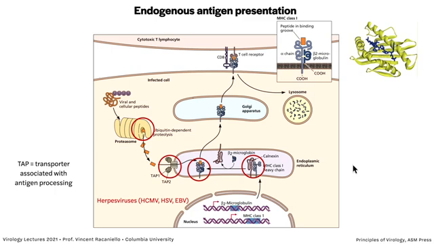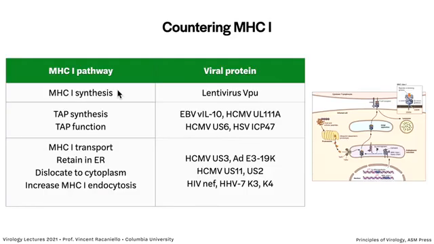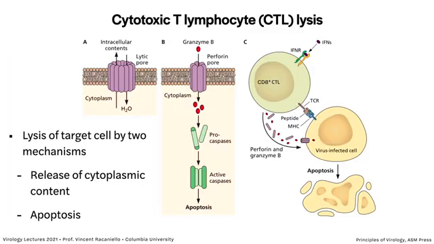All right, so that's endogenous antigen presentation. And he just listed here some ways that viruses counter MHC1 and the viral protein, just to show you. Some inhibit MHC1 synthesis, some inhibit TAP synthesis or function, and some interfere with MHC1 transport. They cause retention in the ER, even dislocation to the cytoplasm, so it never gets to the plasma membrane, and others downregulate by causing endocytosis from the surface. So MHC display is very powerful, and viruses don't exist unless they get around it.